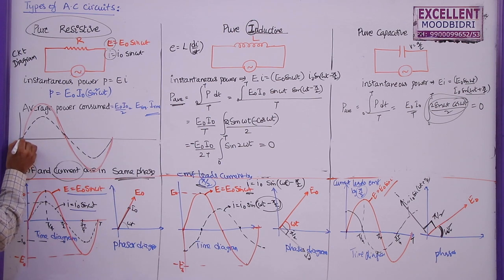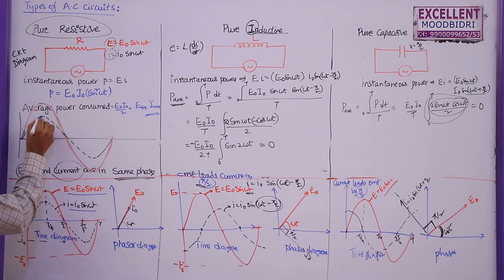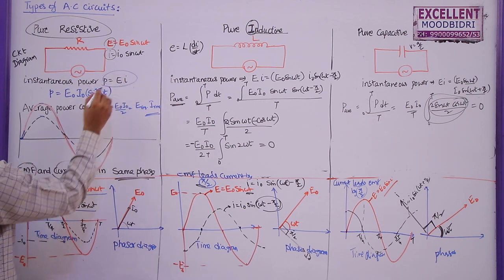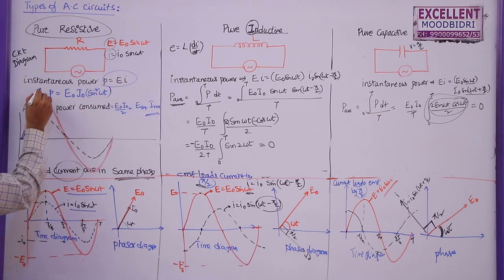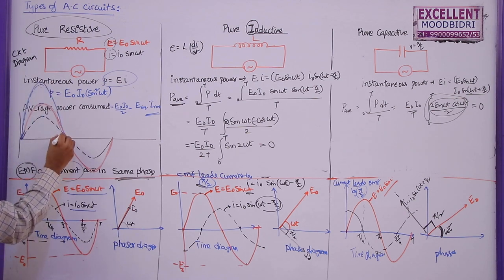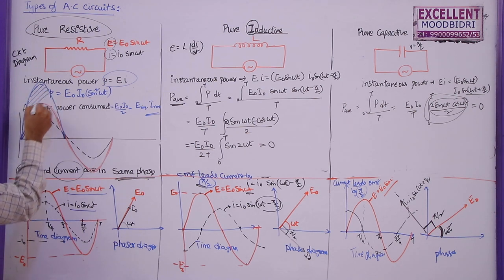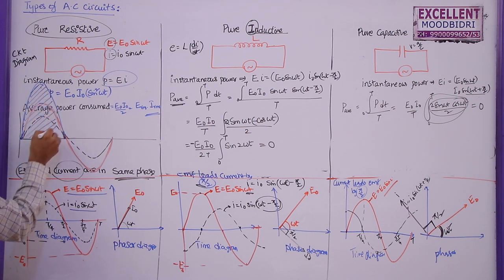Now if current and EMF are 0, the power consumed is also 0. If EMF is maximum, current is maximum, the product of these two, that is the instantaneous power, will be more than this. So the graph will be like this. So this is the power consumed. Once again, when the current is 0, EMF will be 0. So this is the power consumed during the positive half cycle of AC.